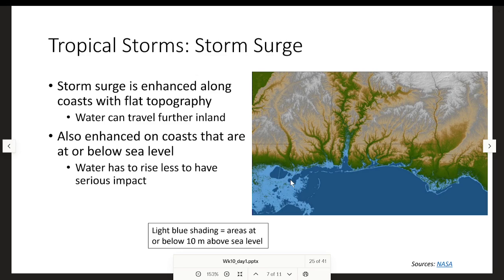I'm pretty sure that New Orleans is 13 feet below sea level or something like that. I don't know, that's what they taught me in class. It's really not a good situation. New Orleans is right here.